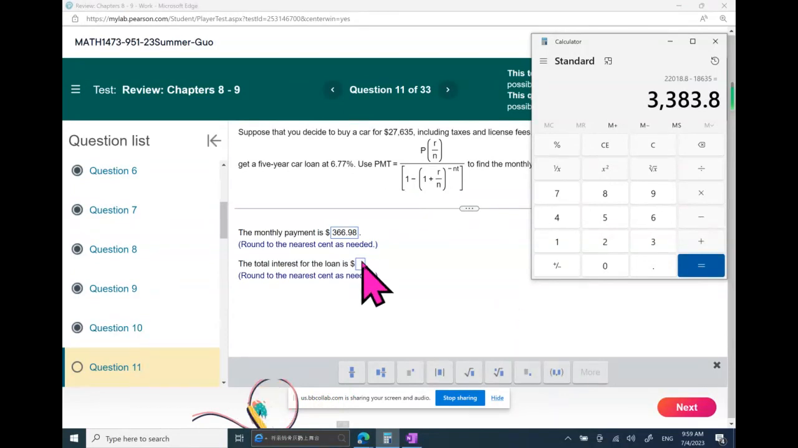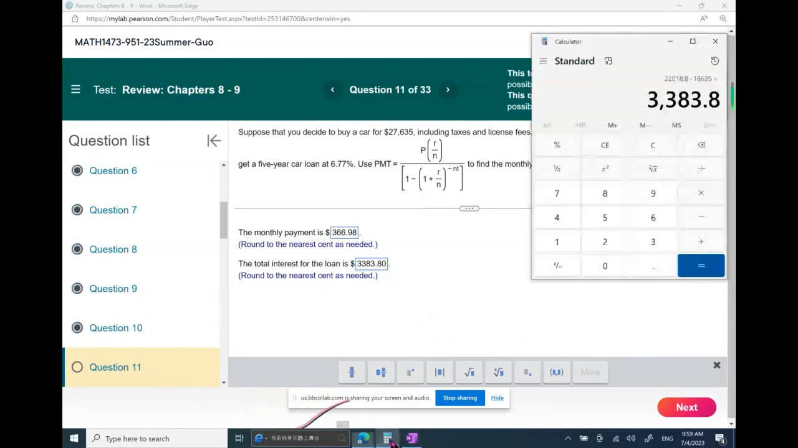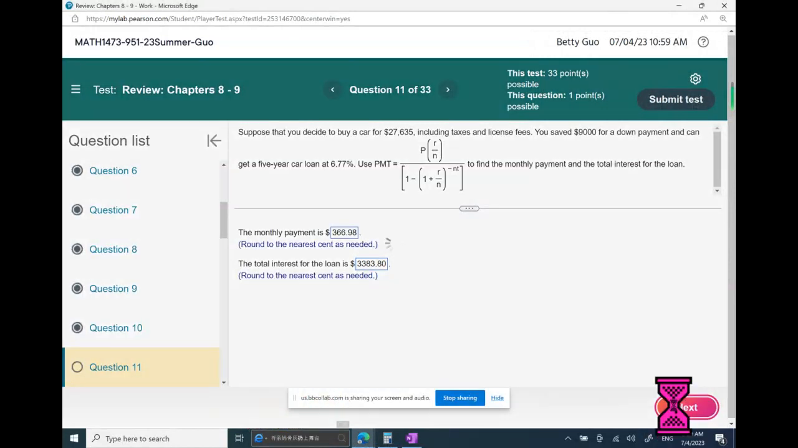3383.8. Round to the nearest cent as needed. I believe this is good enough, or just put a 0. It's going to be the same. $3,383.8. Next.